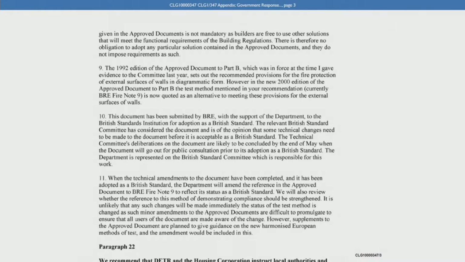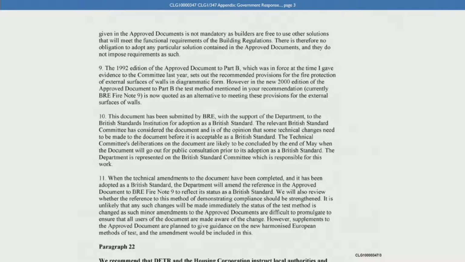If we then go on to paragraph 11, it says this: when the technical amendments to the document have been completed and it's been adopted as a British standard, the department will amend the reference in the approved document to BRE Fire Note 9 to reflect its status as a British standard. We will also review whether the reference to this method of demonstrating compliance should be strengthened. It is unlikely that any such changes will be made immediately. The status of the test method is changed, such minor amendments to the approved documents are difficult to promulgate to ensure that all users of the document are made aware of the change. However, supplements to the approved document are planned to give guidance on the new harmonised European methods of test, and the amendment would be included in this.